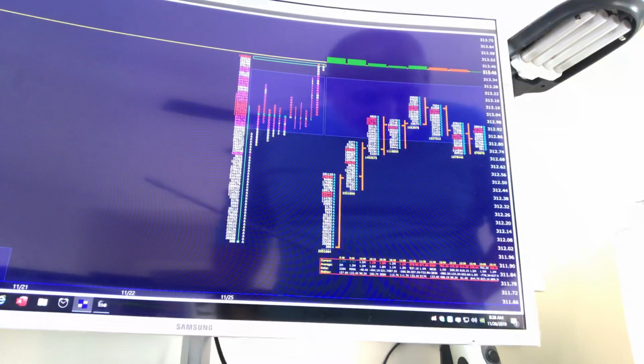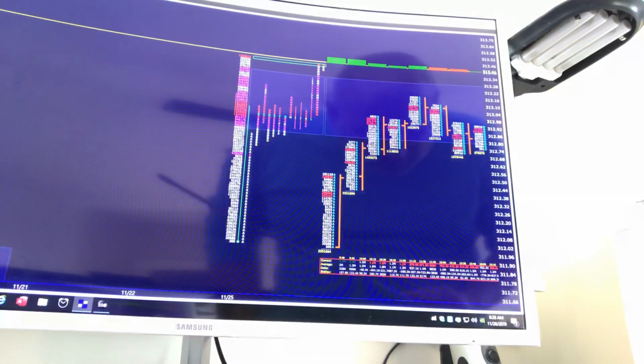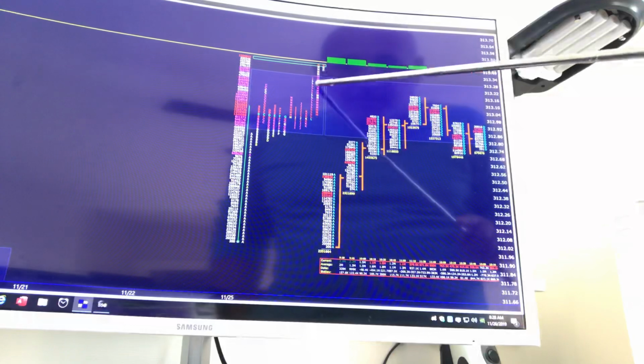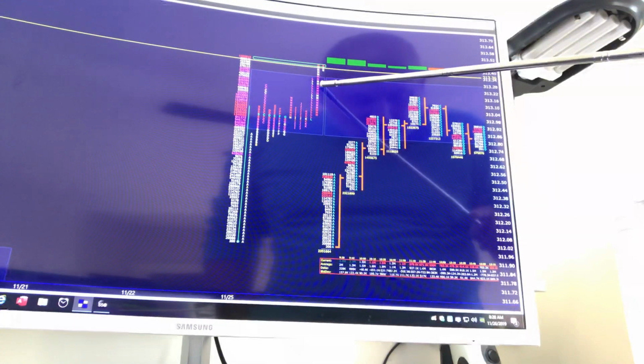For the downside, our first destination would be our price probe. That's L's high of 313.26.